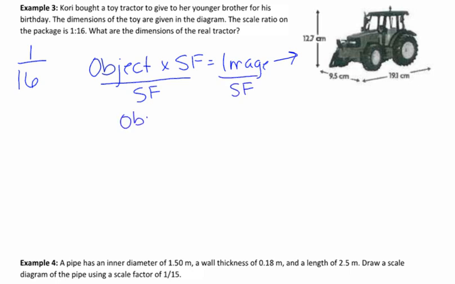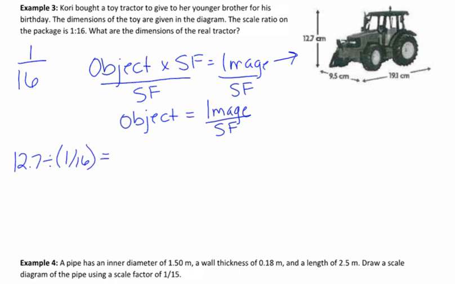So now to find our object, this is just how you would know, we need to divide our image dimensions by our scale factor. So that's what we're going to do here. 12.7 is our first dimension. 12.7 divided by 1 over 16 gives us 192 centimeters. So that's a larger value, which means in my real tractor, the height of that tractor would be 192 centimeters compared to the scaled one, which is 12.7.